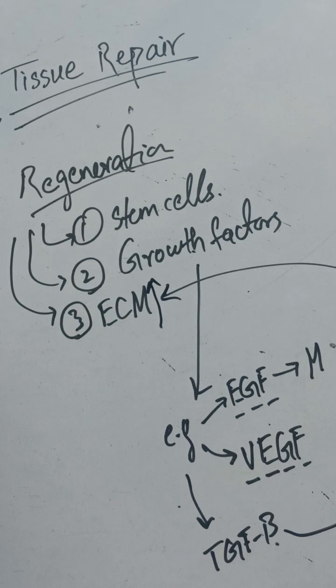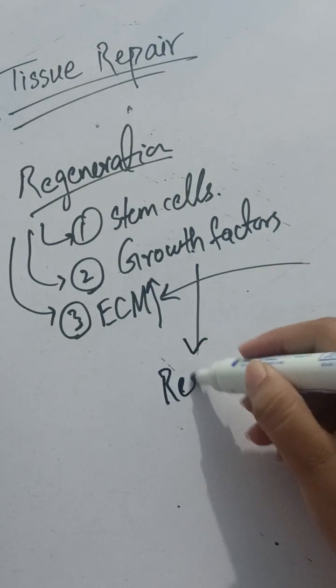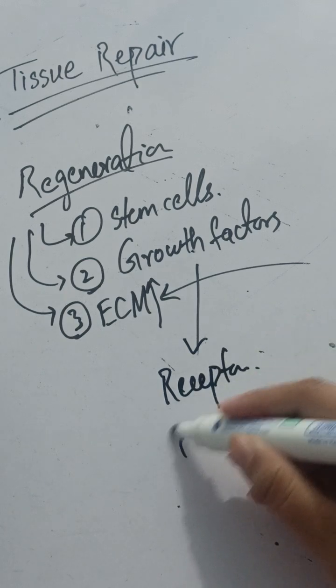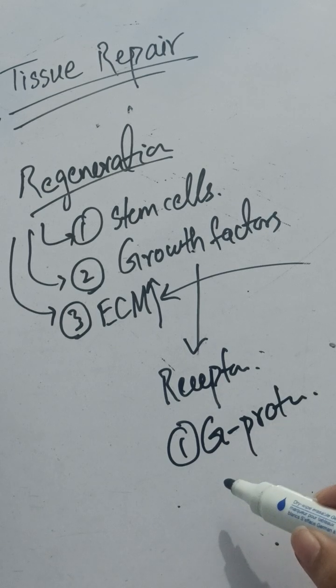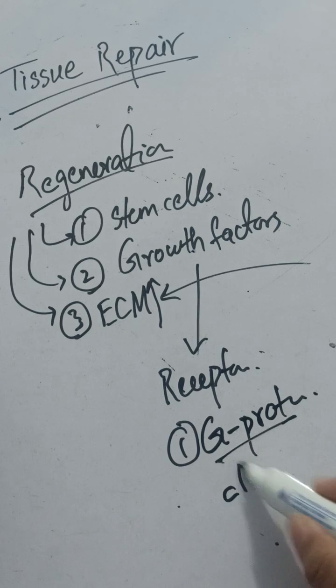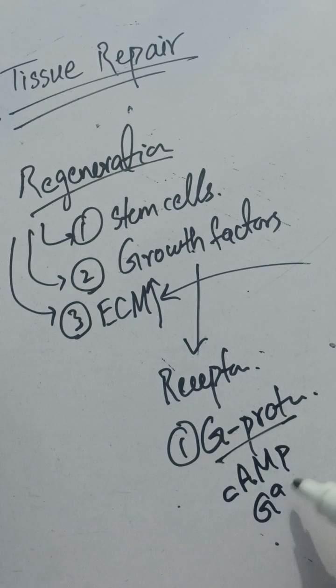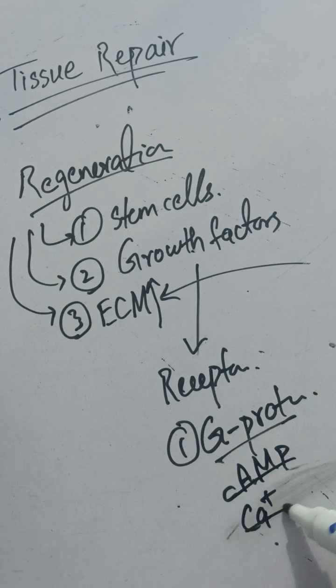Okay, so now what kind of growth factor receptors are present within our body? So we have three types of receptors. Okay, we have studied the examples of growth factors. Now we will study the receptors of growth factors. The first receptor is the G protein coupled receptor. It activates in response to cAMP and calcium influx. These two things stimulate the G protein coupled receptor to work.